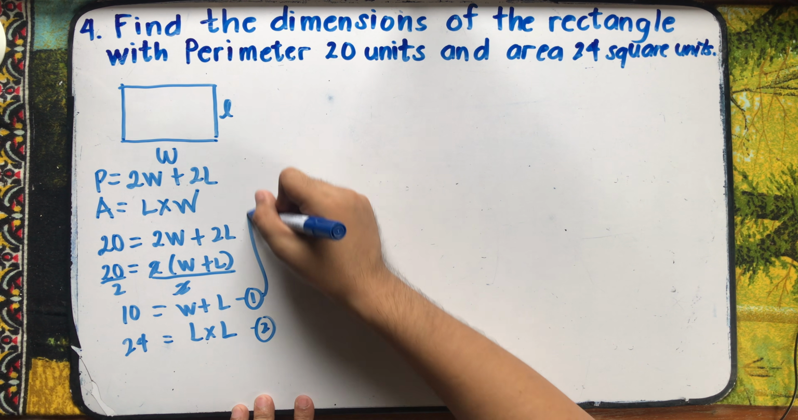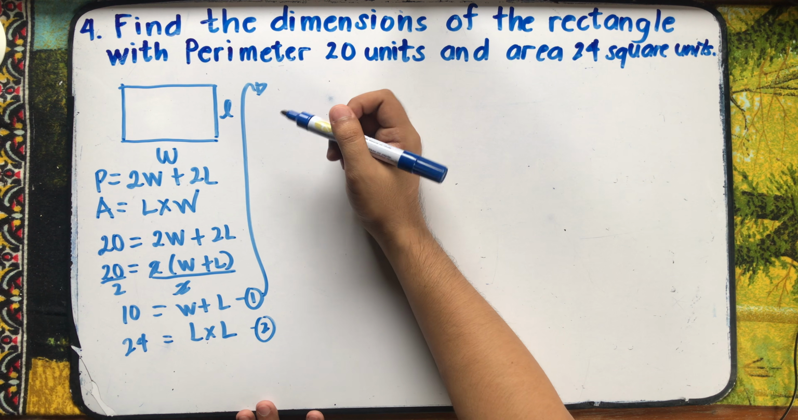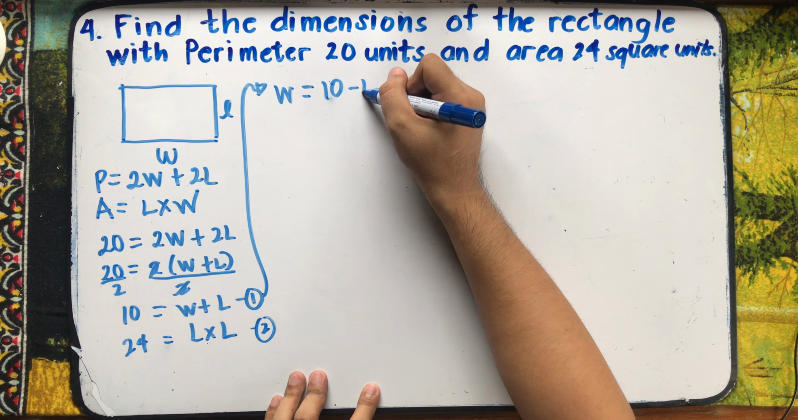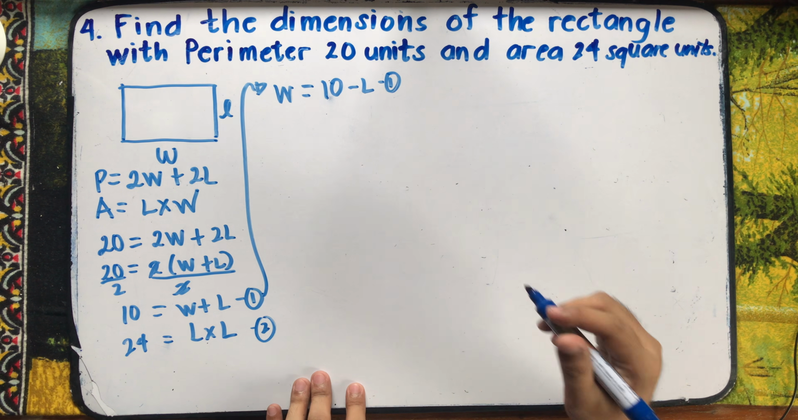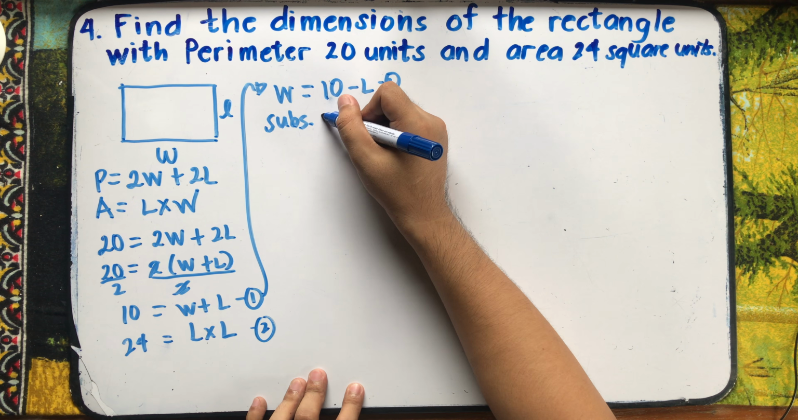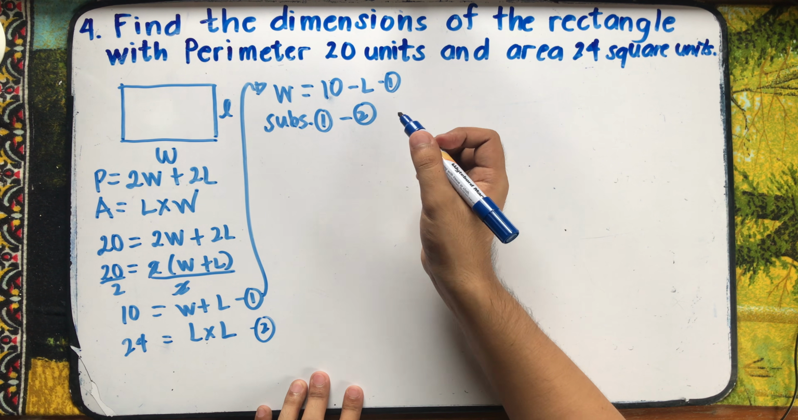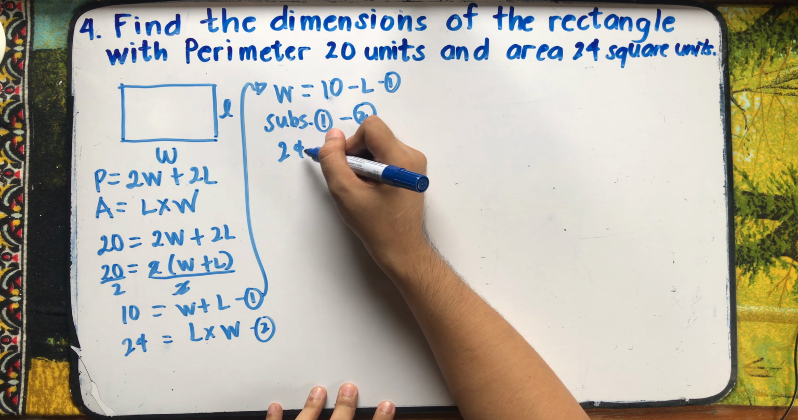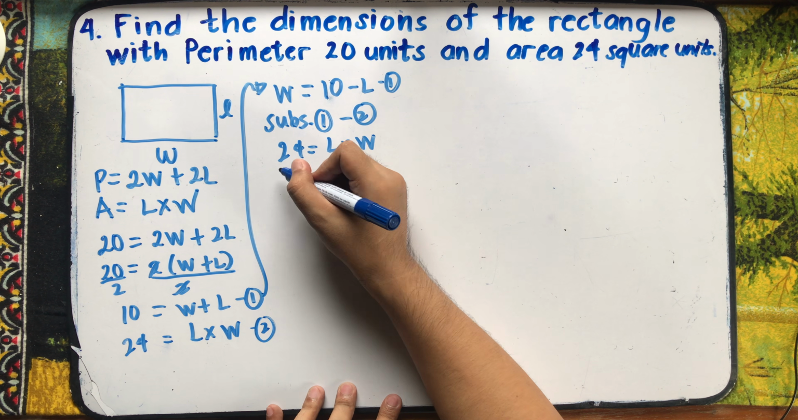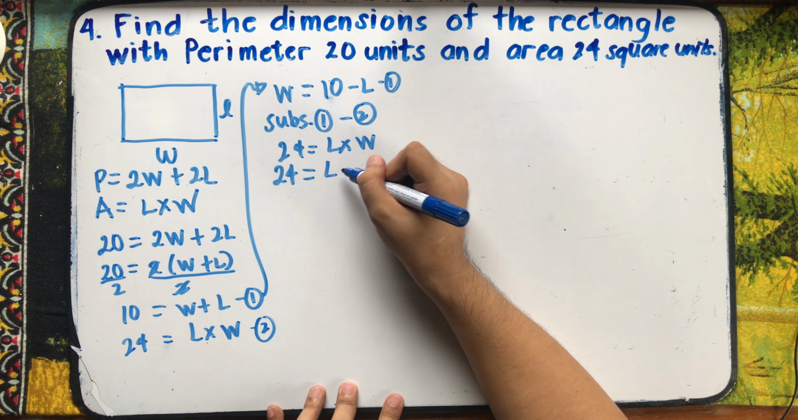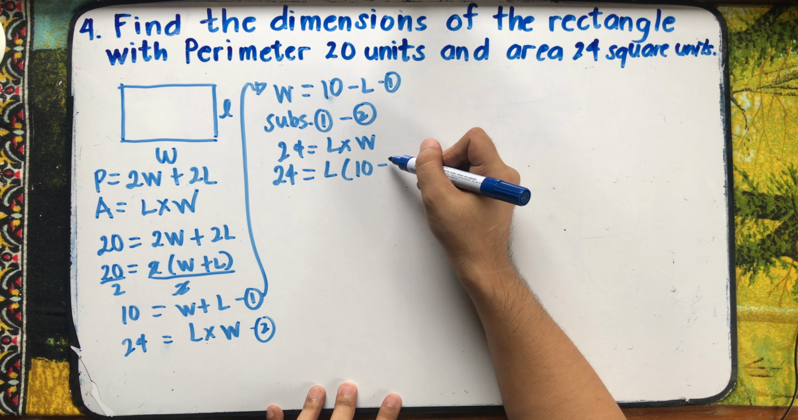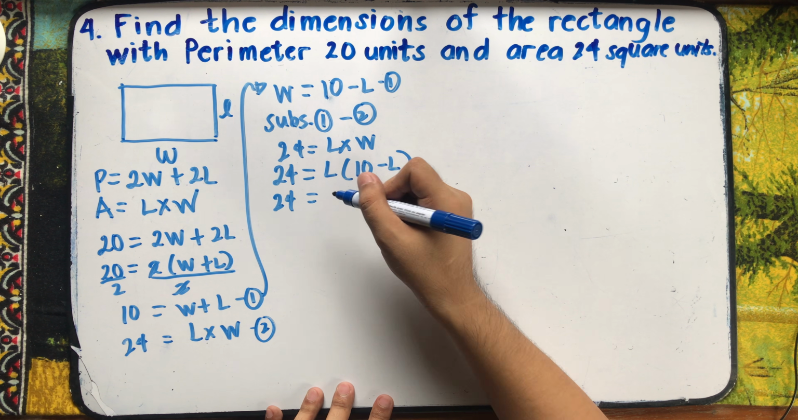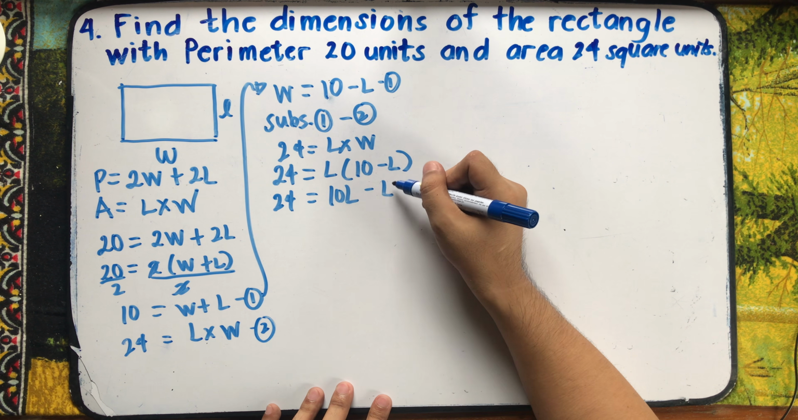For equation number 1, we could say that W is just equal to 10 minus L. So let us use this as our new equation number 1. And all we have to do is to substitute equation number 1 to equation number 2. Our equation number 2 is 24 is equal to length times width. Therefore, this becomes 24 is equal to L times, what is our W? 10 minus L. So this becomes 24 is equal to 10L minus L squared.